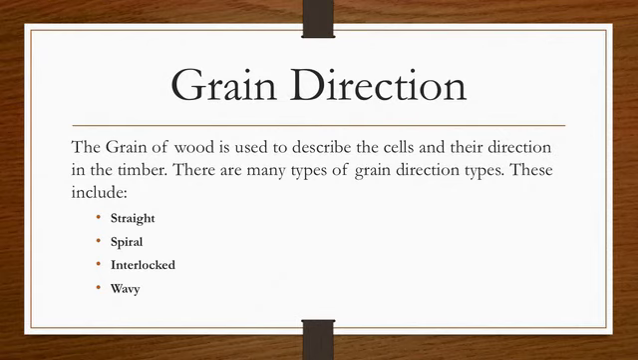Grain direction. The grain of the wood is used to describe the cells and their direction in the timber. There are several types of grain direction: straight, spiral, interlocked, and wavy. So the grain of the wood tells about the cells and the direction that the cells are placed in the wood.